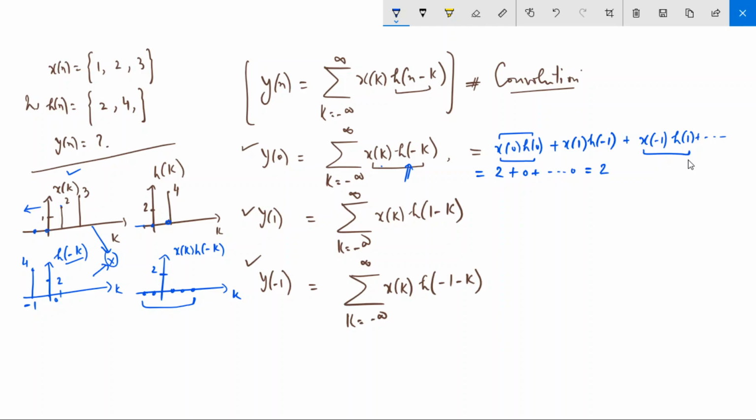Okay, so to find y0, what you have to simply do, you have to plot one signal as it is, you have to fold another signal, then you have to multiply them, then you have to add all the samples together, you will get y0.